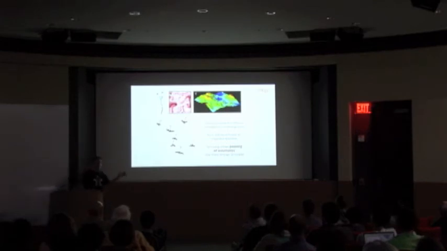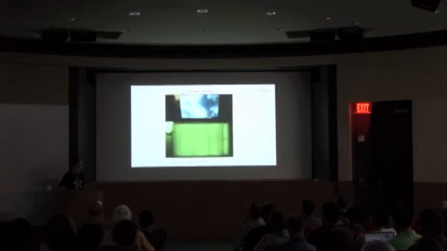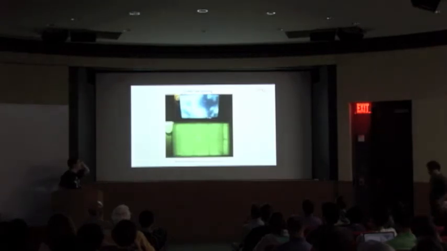But to my knowledge, this has never been tested with animal groups to see whether they are actually able to pool these imperfect estimates. And so we set up an experiment as follows.